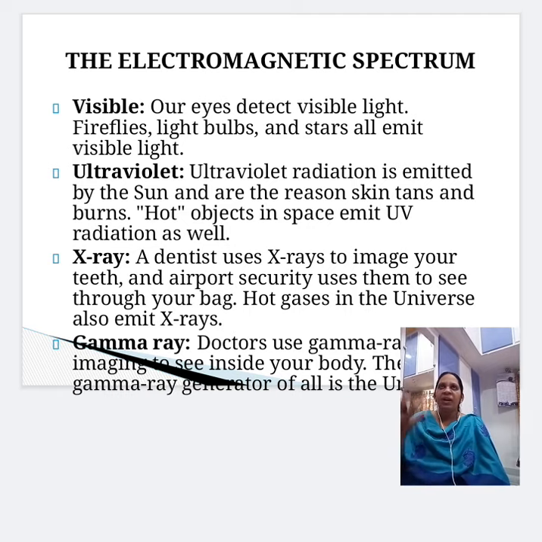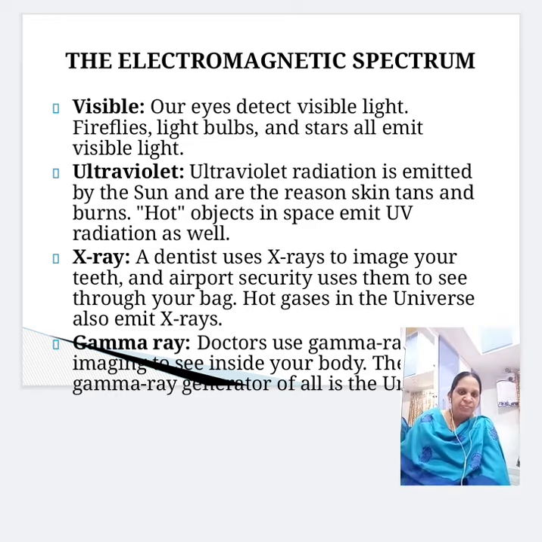So when you go to a dentist, or for any internal part of the body that needs to be diagnosed properly, where you are having a problem, you go for an X-ray. These X-rays also form a part of the electromagnetic spectrum. Then coming to the gamma rays, doctors use gamma ray imaging to see the inside of your body. The biggest gamma ray generator of all is the universe.